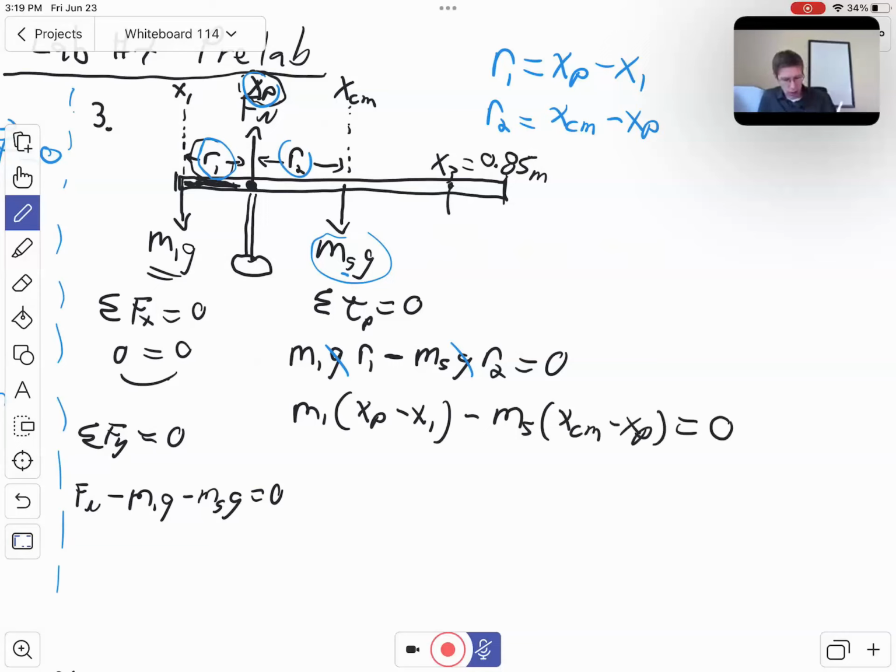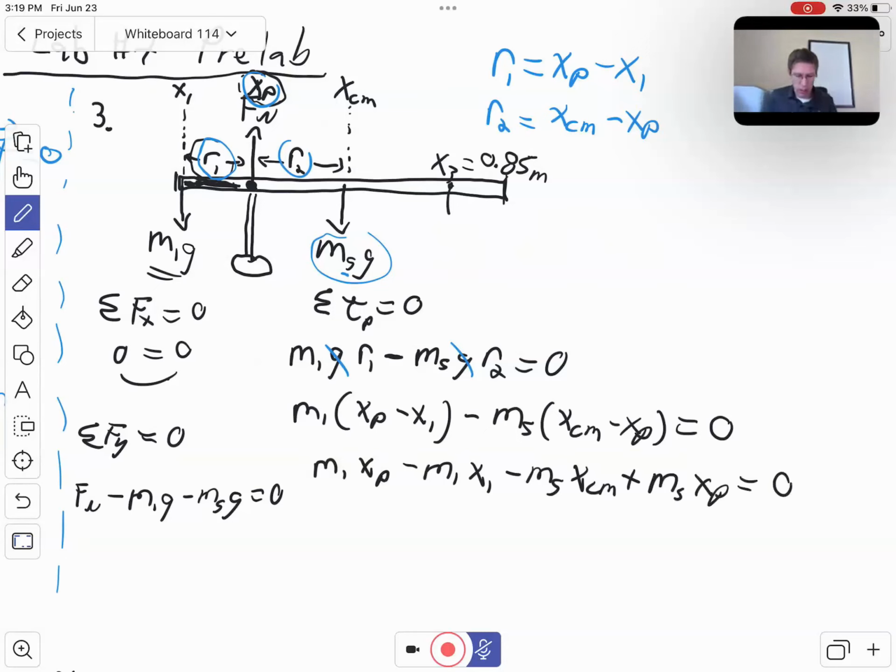So now what I can do is distribute and really just do algebra to solve for XP. Just to show you, I'll do one more step. M1 XP minus M1 X1 minus the mass of the meter stick times XCM, and then minus a negative, so that becomes a positive mass of the stick times XP equals 0.